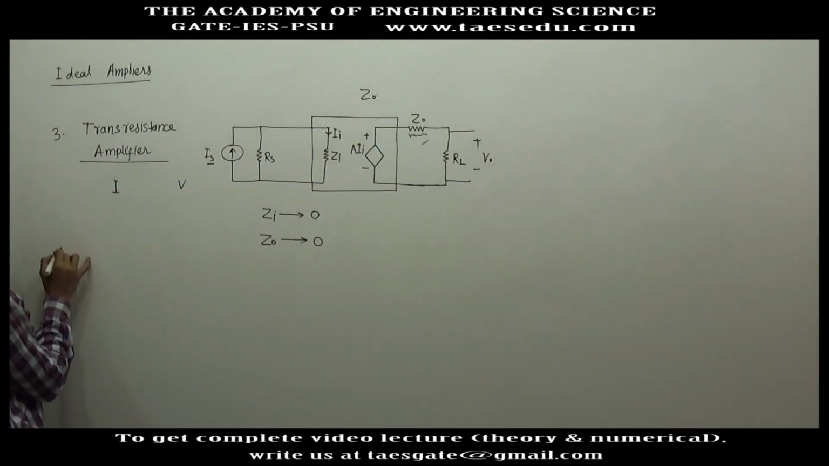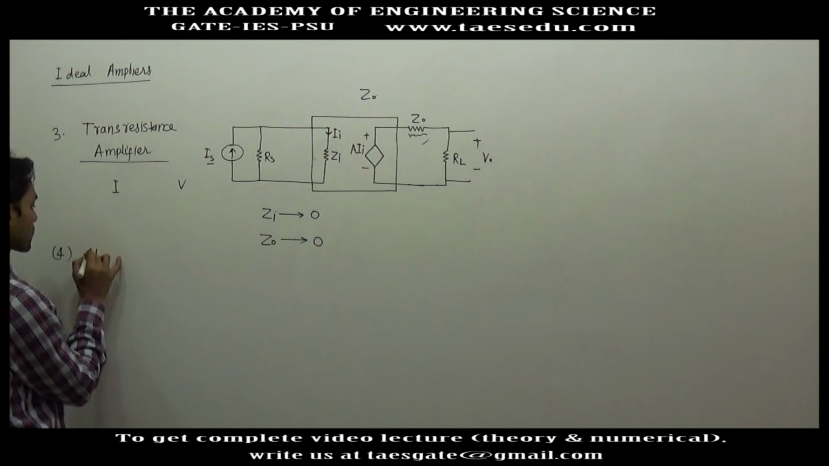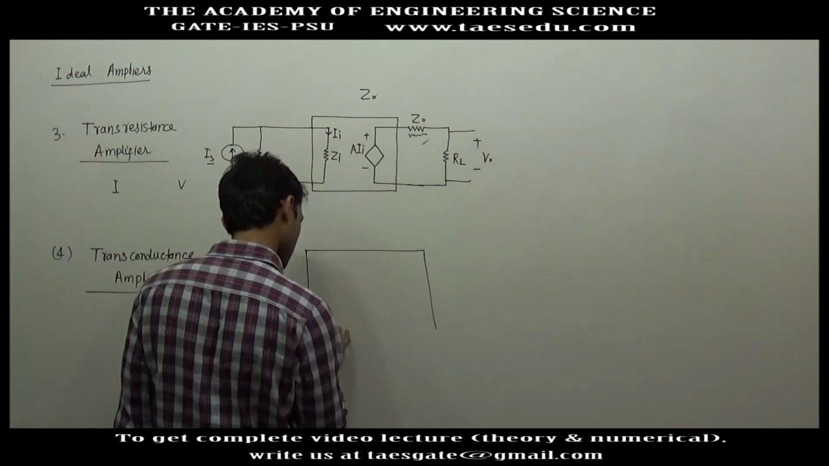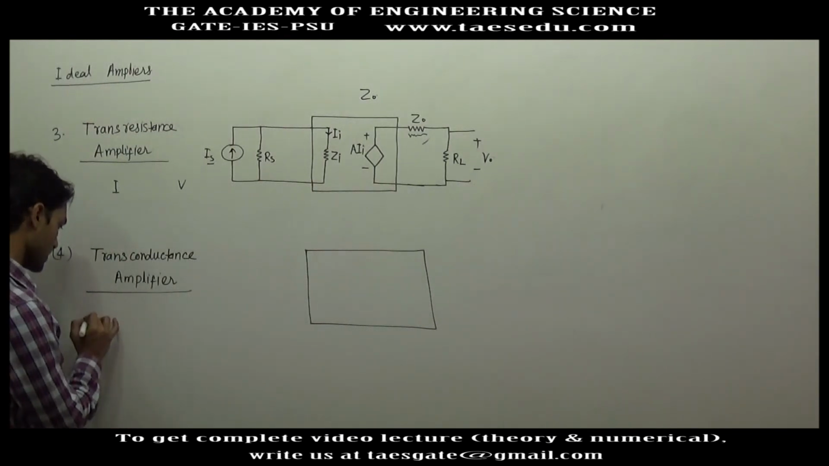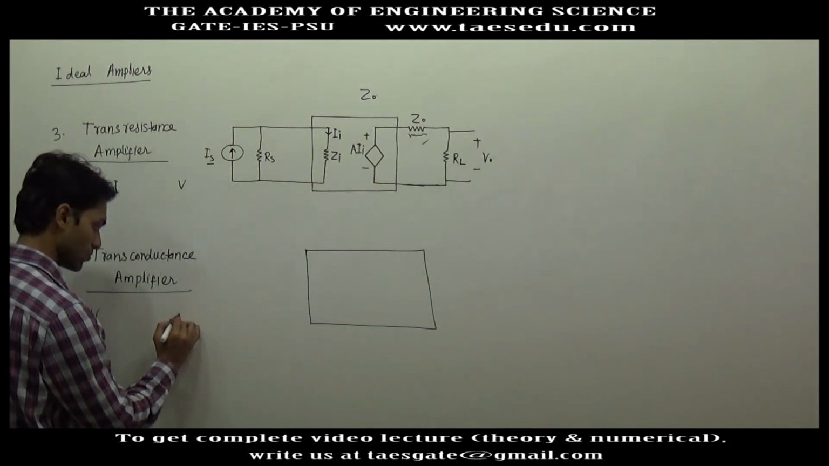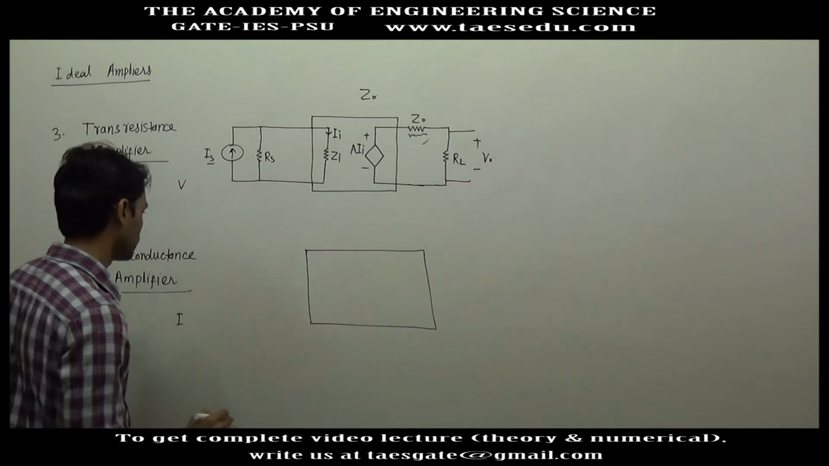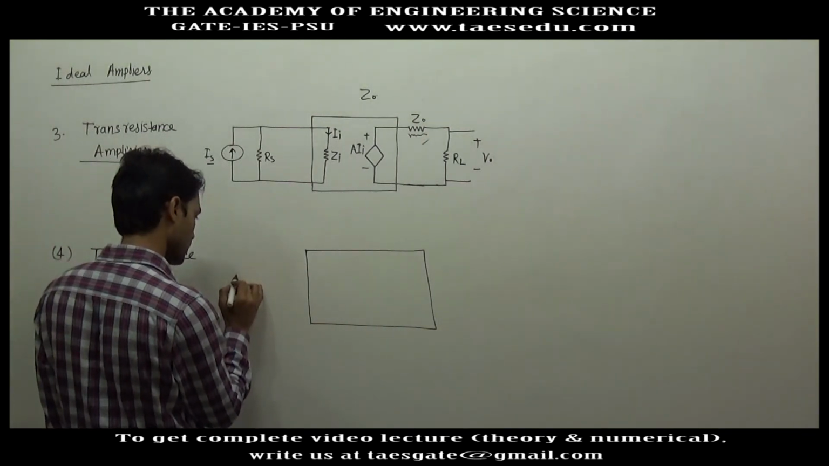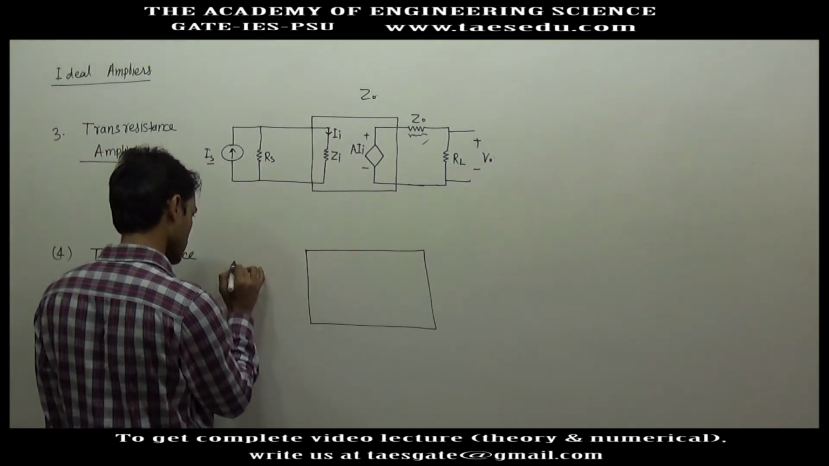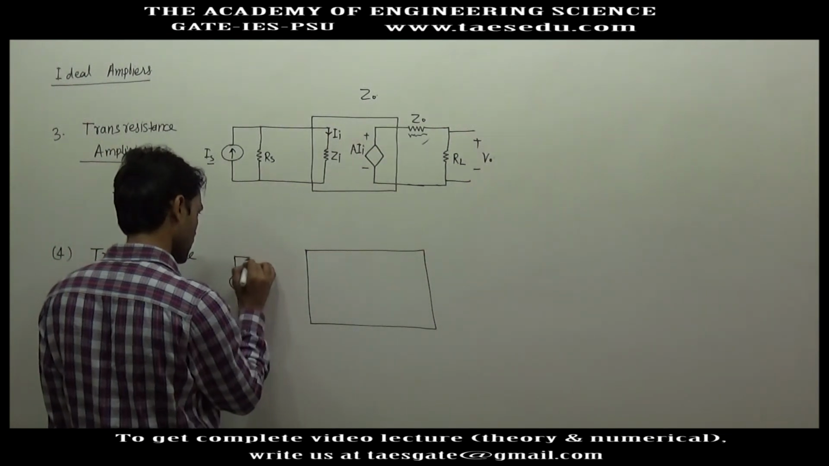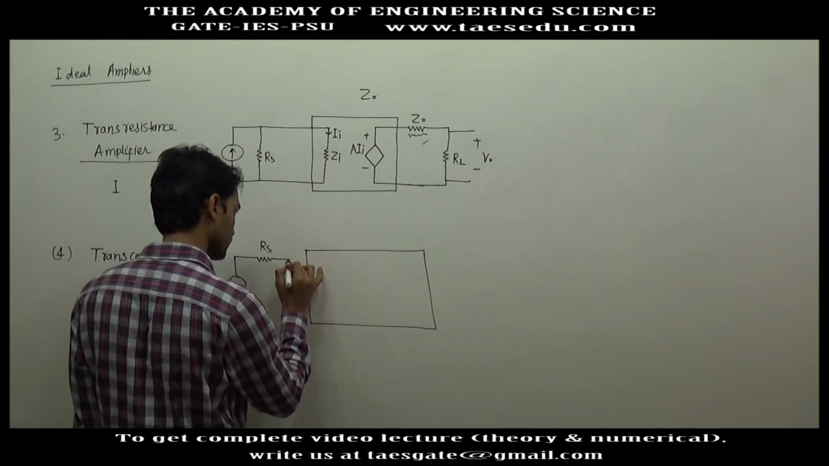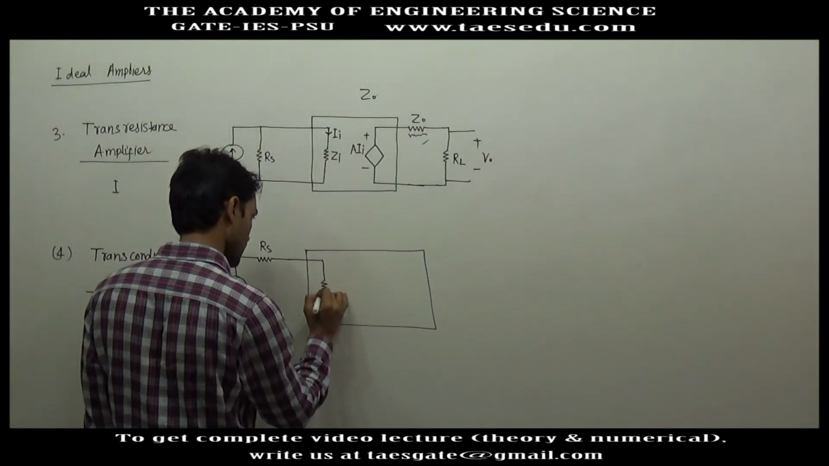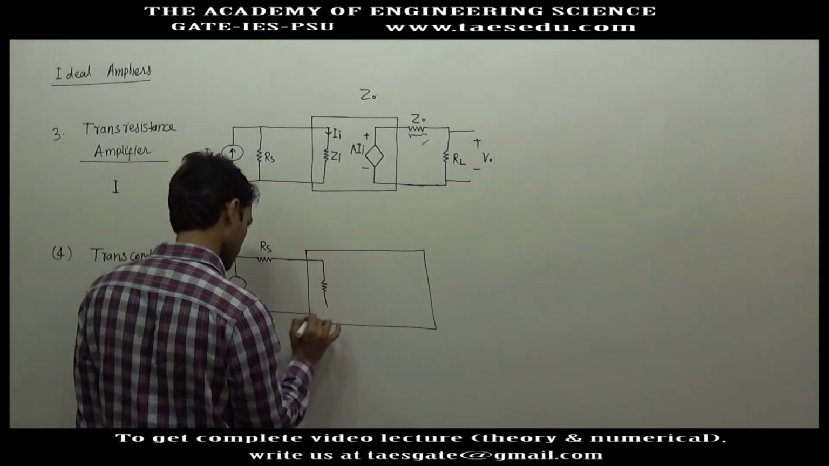Similarly, for the transconductance amplifier, at input we have voltage and at output we have current. So we'll have a non-ideal voltage source with internal resistance Rs connected in series. Zi will be connected in series.